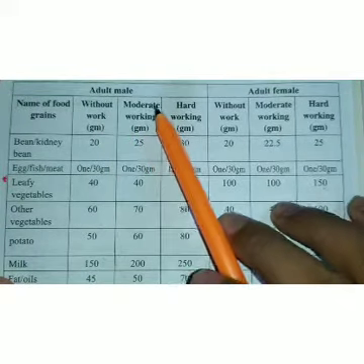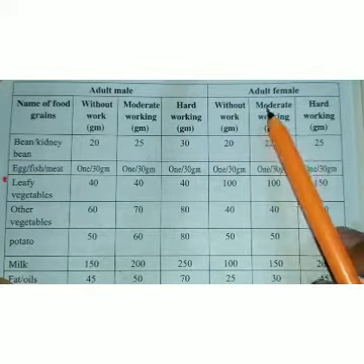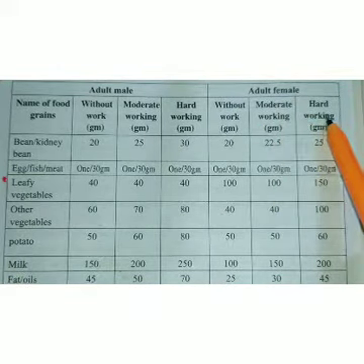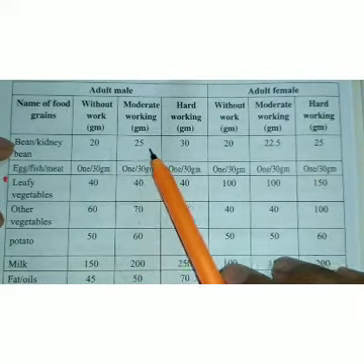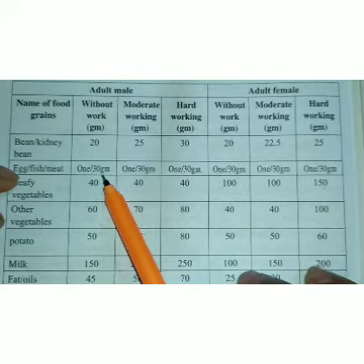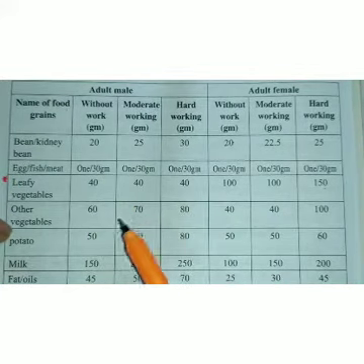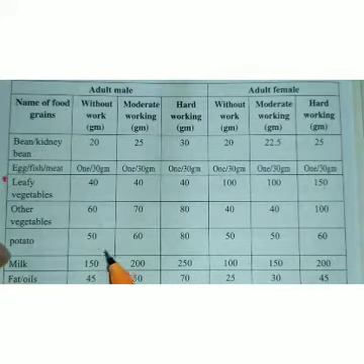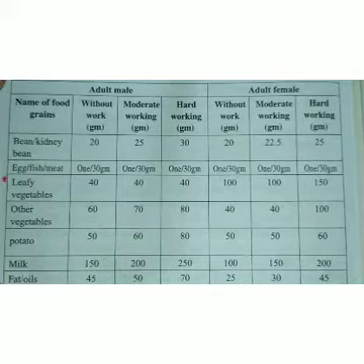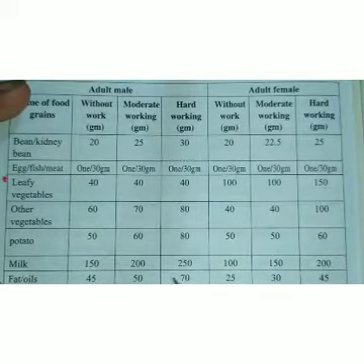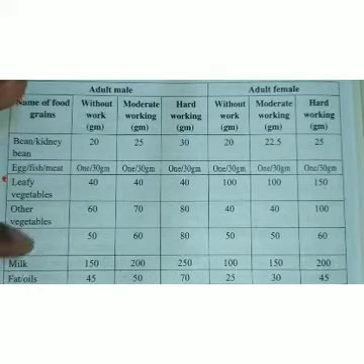Adult male and adult female: beans, kidney bean, egg, leafy vegetables, other vegetables, potato, milk, fat, and sugar, respectively. Without work, moderate working, hard working male, and female without work, moderate working, hard working female. Kidney bean 20 grams, 25 grams, 30 grams, egg 30 grams, 30 grams, 30 grams, leafy vegetables 40 grams, other vegetables 60, 70, 80 grams, potato 50, 60, 80 grams, milk 150, 200, and 250. Fat and oil 45 grams, 50 grams, 70 grams, and sugar or molasses 30, 35, and 55 grams.